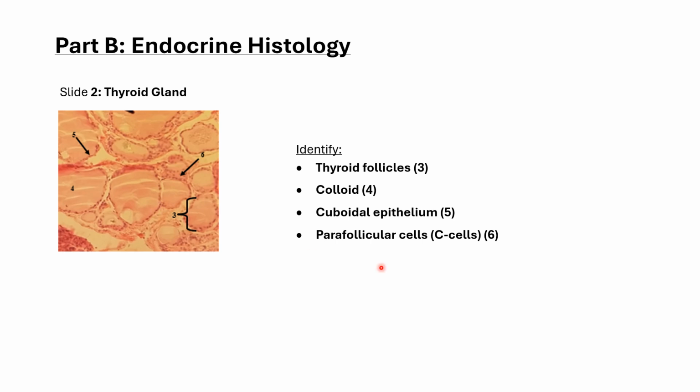And then we also have parafollicular cells. These parafollicular cells are present between the follicles, which are labeled number 6. So these cells which are present between the follicles are parafollicular cells. Now these parafollicular cells secrete a different hormone. They are also known as C cells, they secrete calcitonin, whereas the thyroid follicle and the cuboidal cells of the thyroid follicle secrete thyroid hormones.